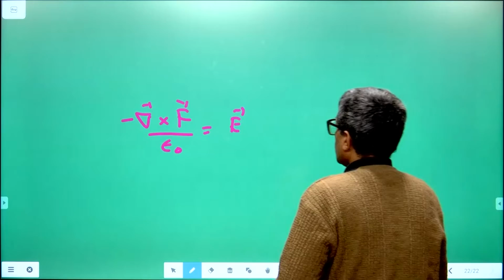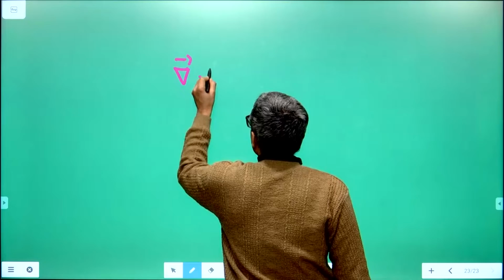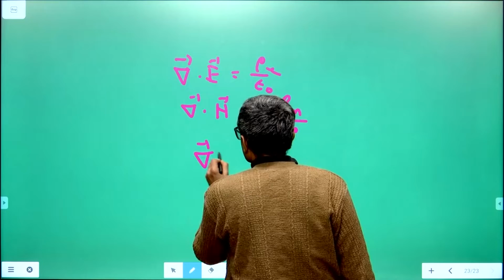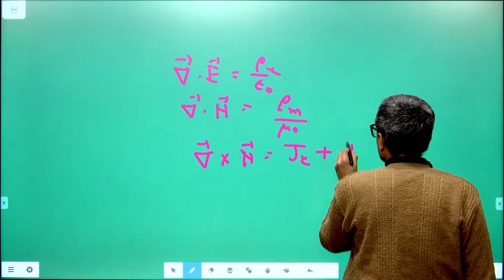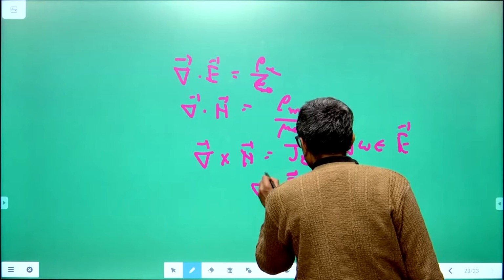See, ideally speaking, you have to take everything into account. If you have electric charges, electric currents, magnetic charges, magnetic currents, everything in the picture, then what are the equations? The equations are del dot E is equal to rho by epsilon naught, rho electric charge, then del dot H is equal to rho m by mu naught. Then del cross H is equal to J E plus j omega epsilon E, it is not free space, and del cross E is equal to minus J M minus j omega mu into H.